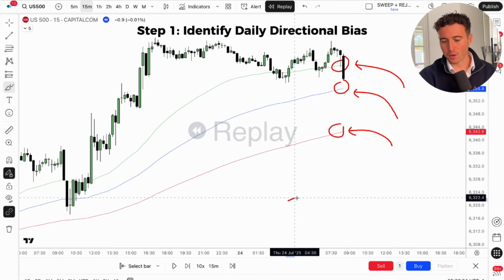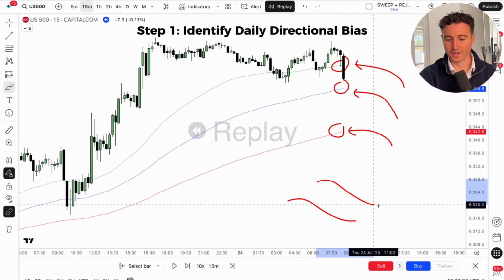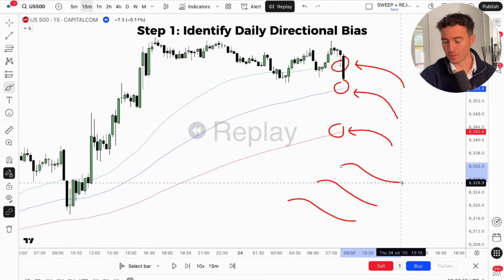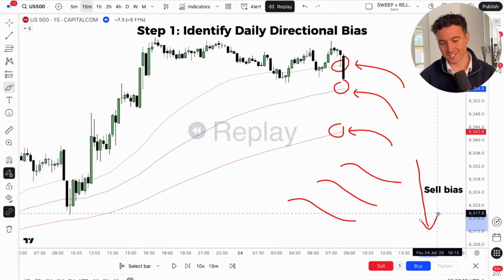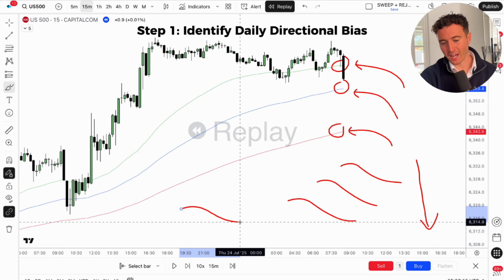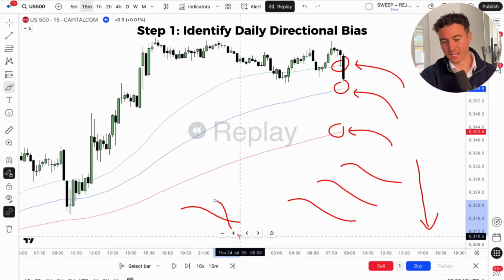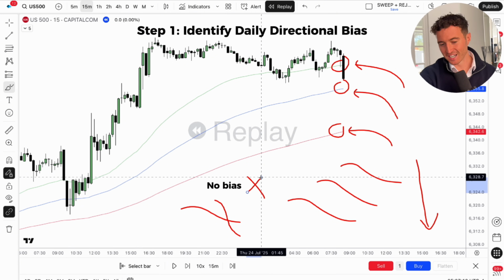If the 50 EMA was on the bottom, the 100 was in the middle, and the 200 was on the top, this would indicate a sell daily directional bias, and so we would only be looking for shorting positions. If the EMAs were crossed over in any form, this would indicate that we have no daily directional bias, and so we would not be looking for any positions within that market.